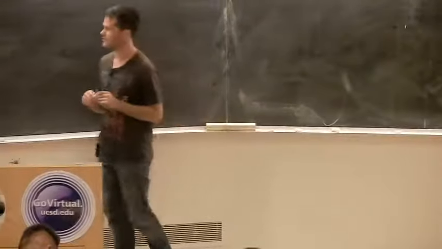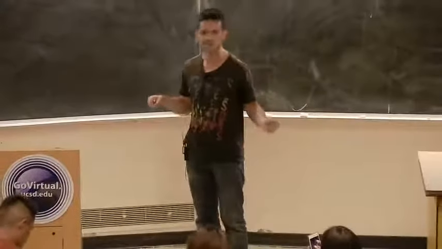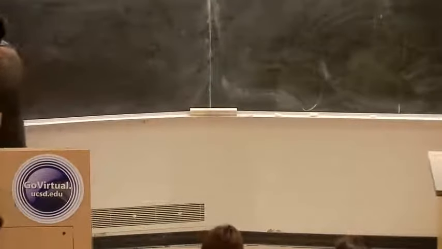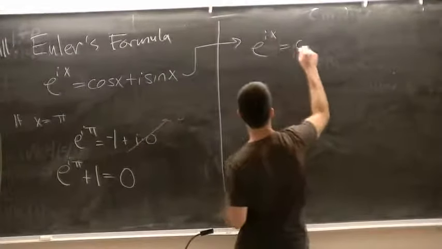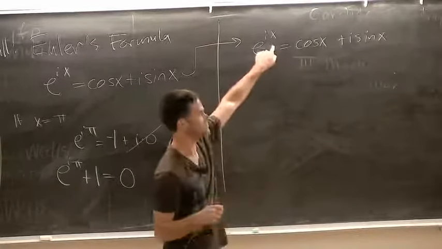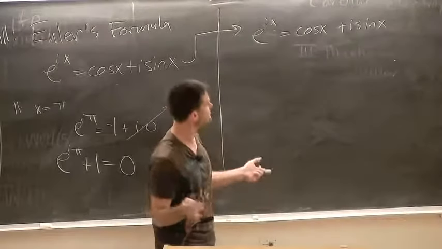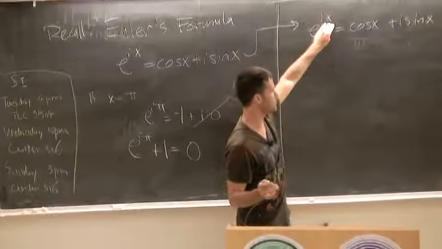Moving on, I want to show you some important consequences of Euler's formula: we can invert it to get expressions for sine and cosine in terms of complex exponentials. I'll write this formula one more time: e^(ix) = cos x + i sin x. This is true for any real number x. I didn't prove it, but it's actually even true for complex numbers. We're going to have x be a real number.